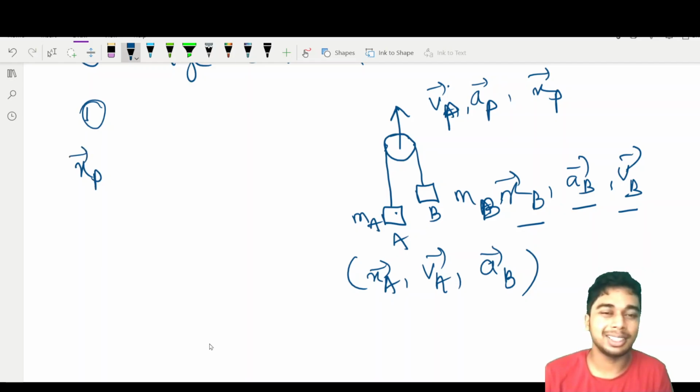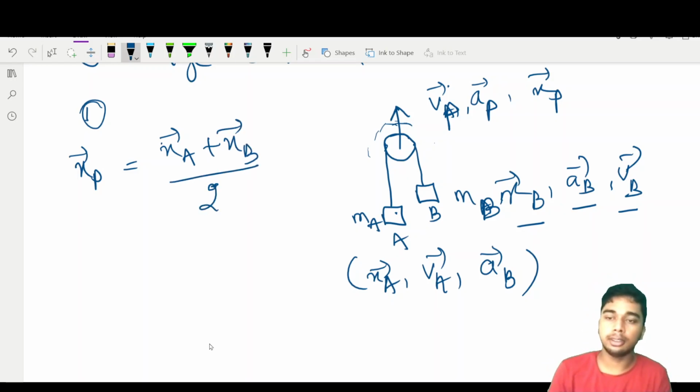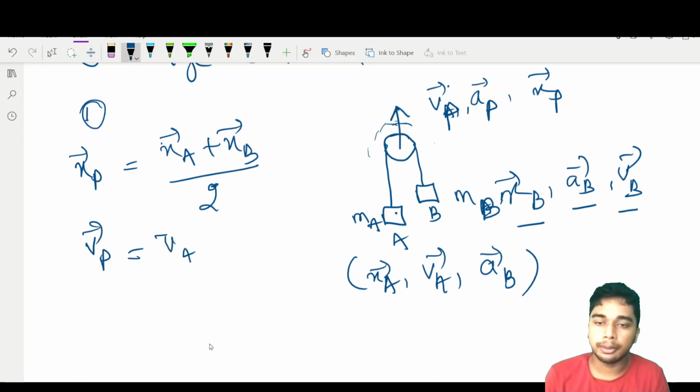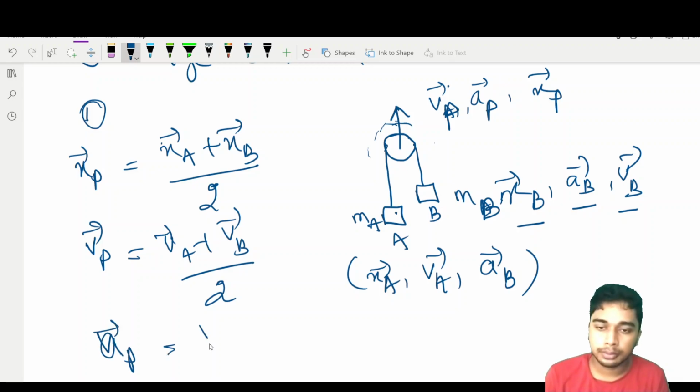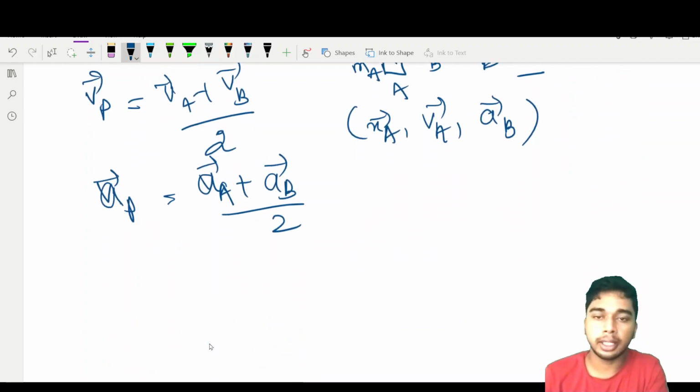XP can be seen by looking at this diagram or doing some steps. I will get XP equals XA plus XB divided by 2. This is the relation, and correspondingly I can find VP will be VA vector plus VB vector divided by 2, and acceleration will be AA plus AB divided by 2. So in this way I can calculate.